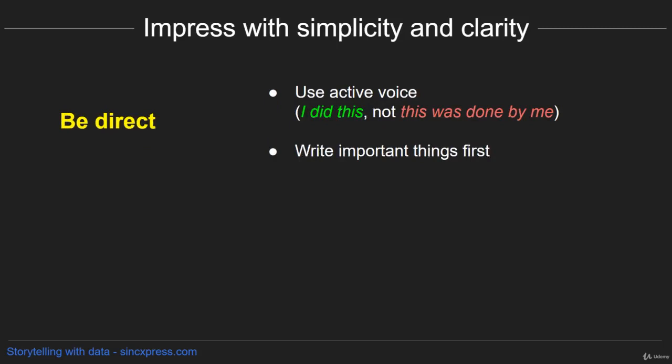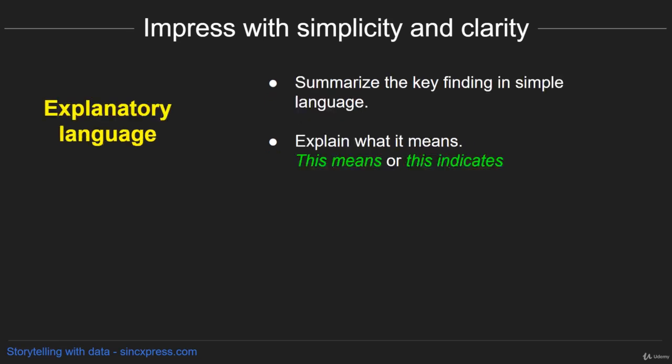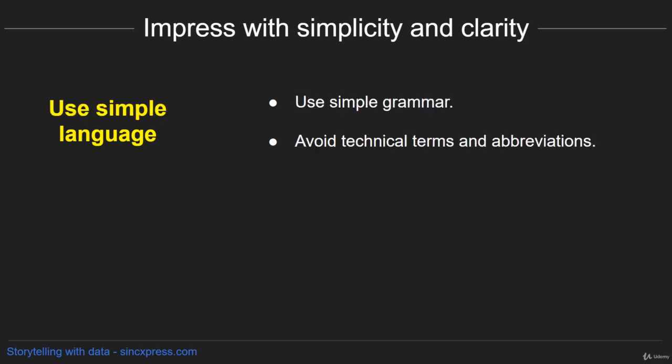In conclusion, when you are presenting data, not only writing but also speaking about data, try to be direct. Use explanatory language like this means or this indicates. And as much as possible, use simple grammar, simple sentence structure, and avoid technical terms and abbreviations unless they are really crucial.